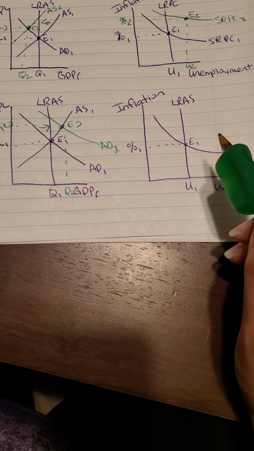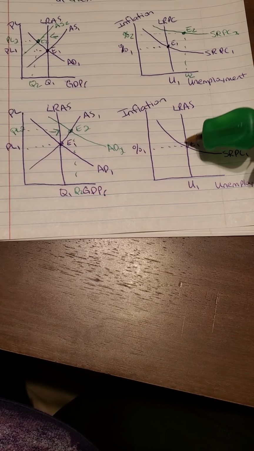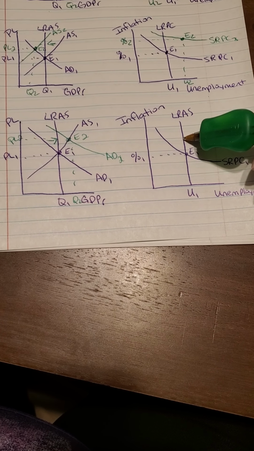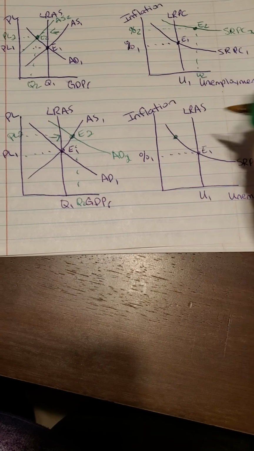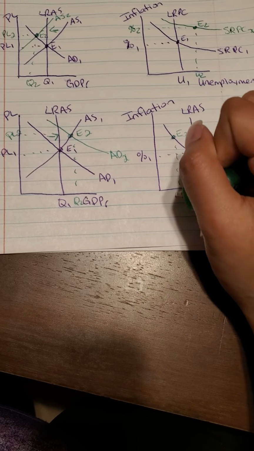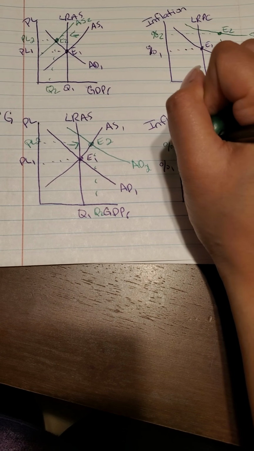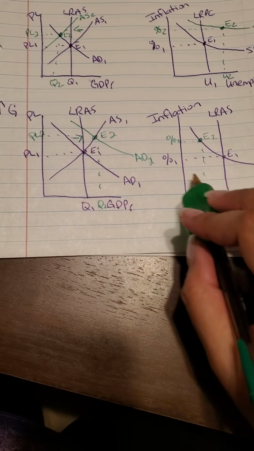So we move on to the Phillips curve, Phillips graph. We know that again, price level has increased. We know that the unemployment rate decreased. So our new equilibrium on the Phillips curve will be somewhere right around there. Label all your new points. Percentage 2. So again, price level increased, unemployment rate decreased. We're in an inflationary gap.